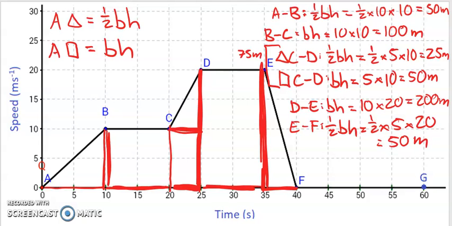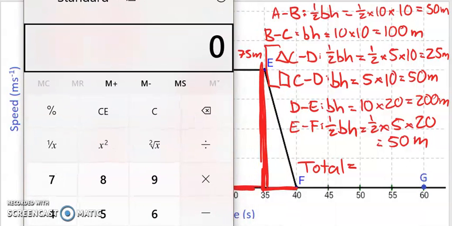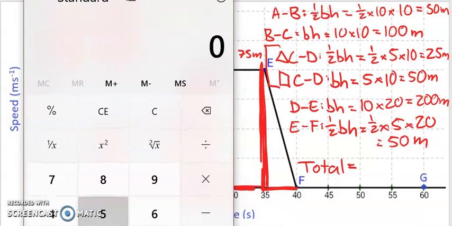So we've worked out the area of the different shapes to give us the distance travelled in each section. The next thing we need to do is work out the total distance travelled, and to do that we simply add them together. So bring up my calculator. In section A to B they travelled 50 meters. Section B to C they travelled 100 meters.